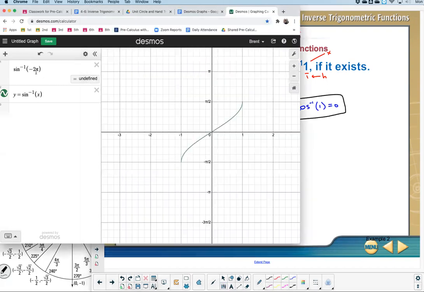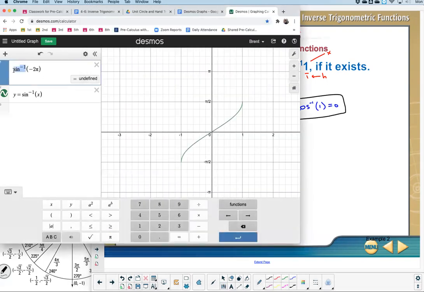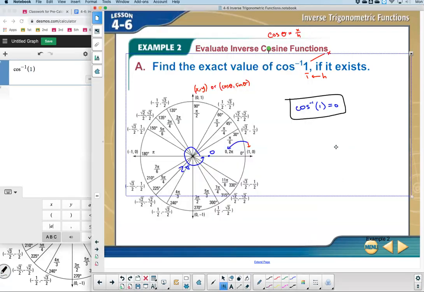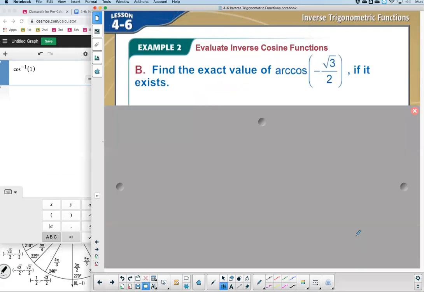Let's check with our calculator. Cosine inverse of 1 does equal 0. Okay, let's try 2b, example 2b.